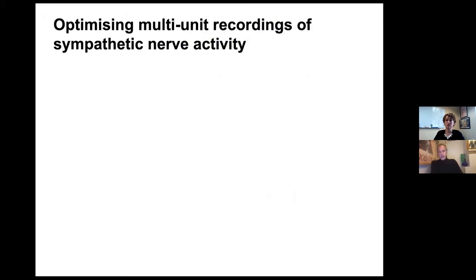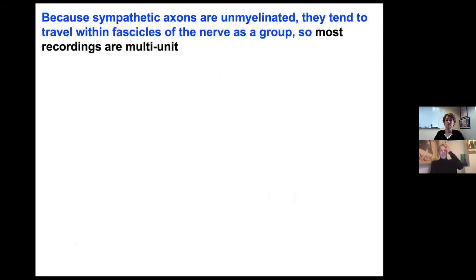So first I'll talk about how to optimize multi-unit recordings of sympathetic nerve activity. Now, because these sympathetic axons are unmyelinated, they tend to travel within fascicles of the nerve as a group. And so most recordings are multi-unit. And it's worth pointing out that the diameter of these C fibers in humans is about a micron, whereas the myelinated axons, such as the muscle spindle that I referred to, are about 10 to 12 microns in humans. So an order of magnitude difference in axonal diameter.